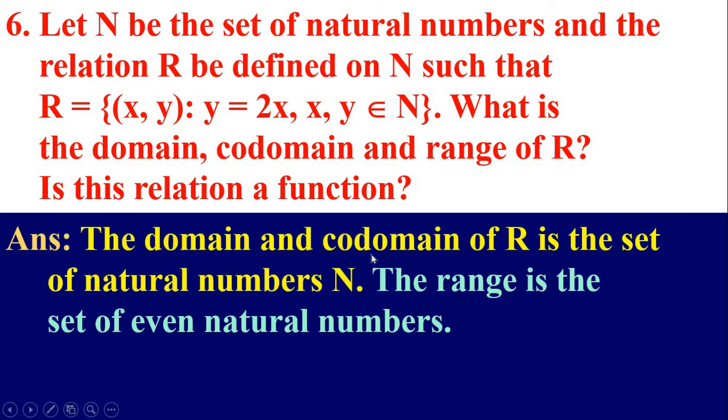Here the domain and codomain of the relation is the set of natural numbers. Here we have to take x and y belongs to N, so we have to take all natural numbers. Therefore the domain of this relation is the set of natural numbers and the codomain is also the set of natural numbers.